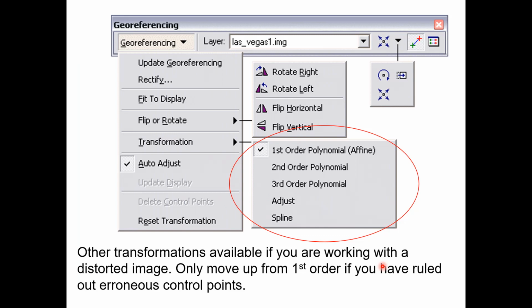So as I mentioned a little bit ago, affine transformation is by far the most commonly used. It's unlikely you would really ever have to use a second or third order polynomial or these other types of adjust or spline transformations. These are different types of transformation equations that can be used.